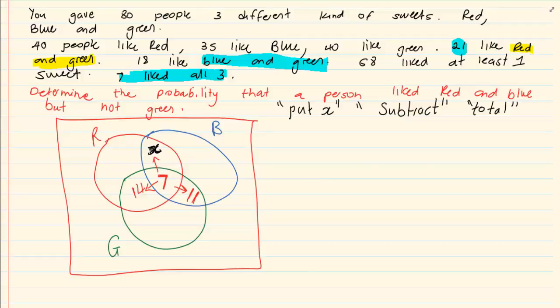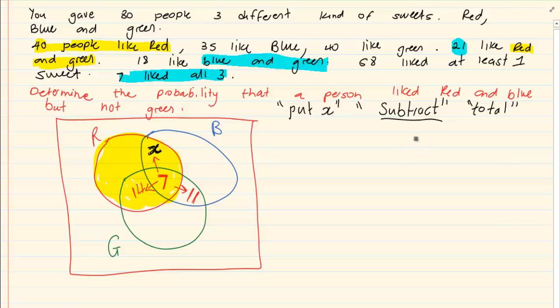So an X will represent whatever number is between red and blue. Now they tell us, now we can go further out. Now we're going to the final circle. Now they tell us that 40 like red. So if I'm taking the red and I'm highlighting it, 40 like red. Now I can't go and put 40 there. That would be absolutely incorrect, because you need to remember I must subtract. Now what I can say is the entire red will equal 40.